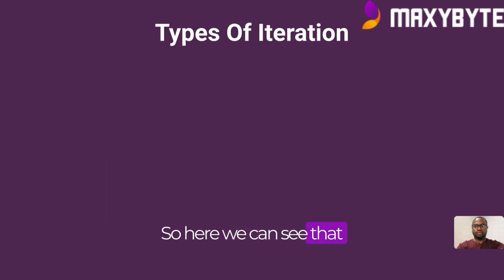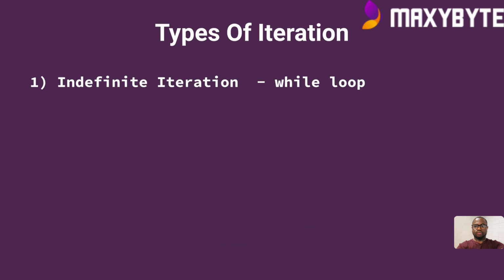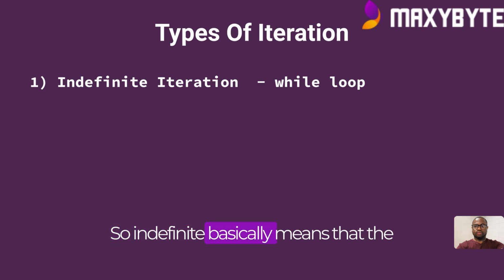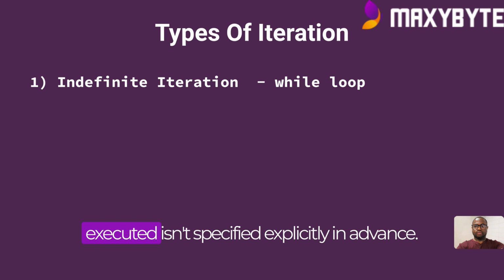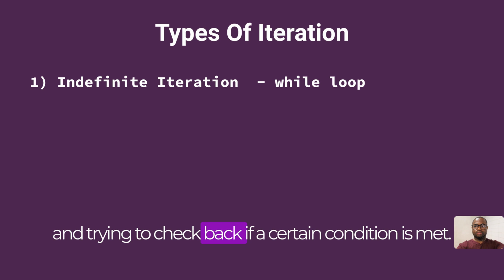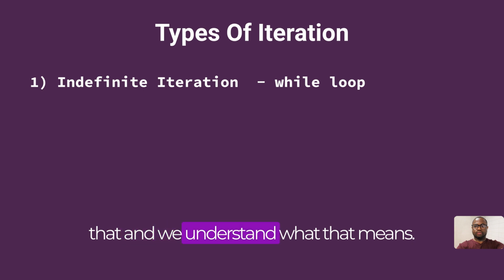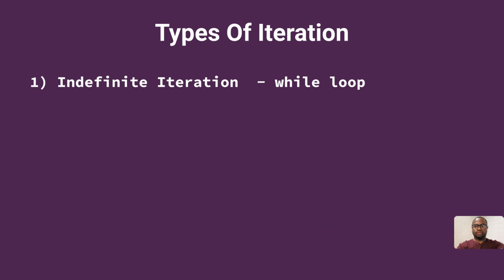So here we can see that we have two types: indefinite iteration. Indefinite basically means that the number of times the loop is executed isn't specified explicitly in advance. So it's kind of going on and on, trying to check back if a certain condition is met. We're going to see an example of that so we understand what that means.